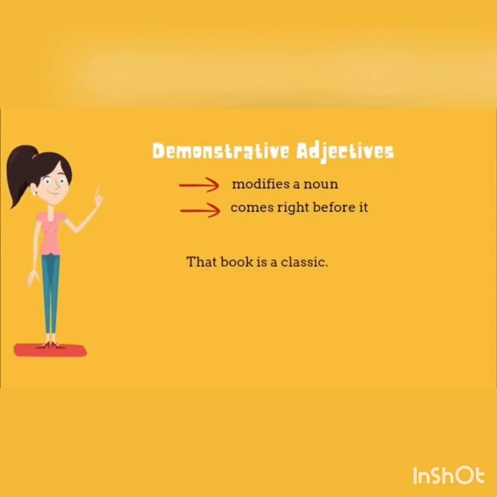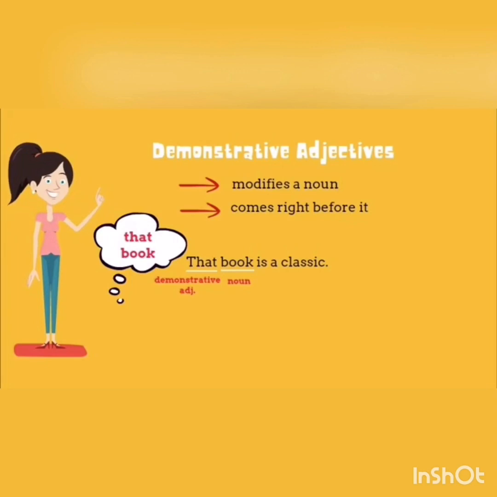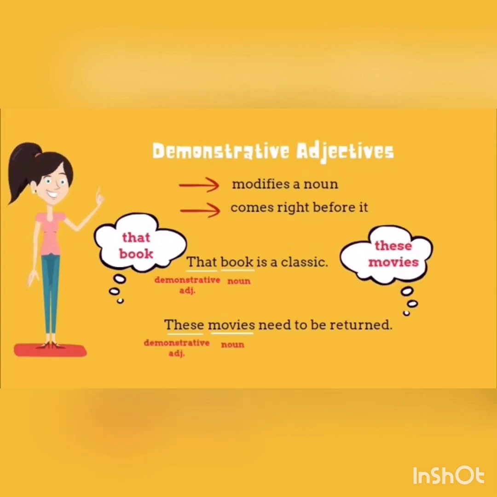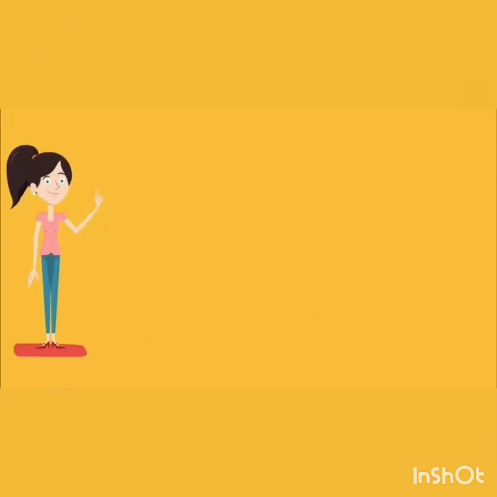That book is a classic. Here you have a demonstrative adjective followed by a noun that answers which book. That book. Here's another example. These movies need to be returned. Notice how the word these comes right before the noun movies, answering which movies? These movies.